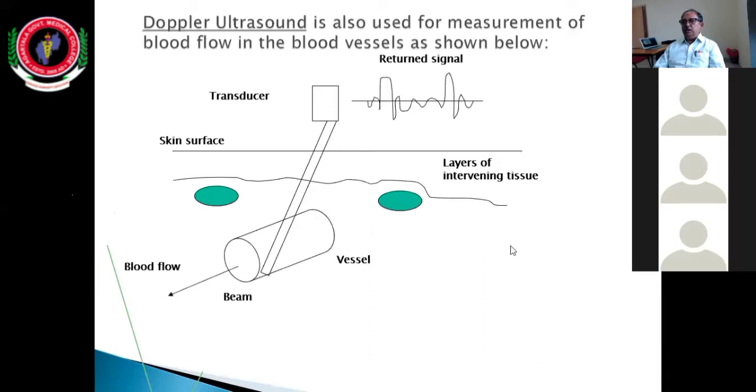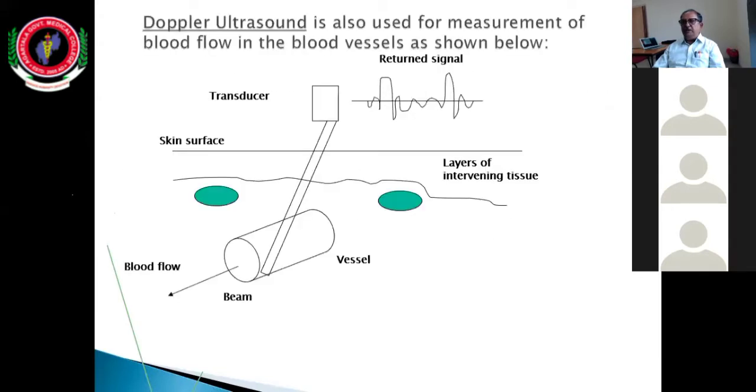So this is ultrasonography. And what is Doppler ultrasound? In Doppler ultrasound, this is the transducer, this is the blood vessel, and the sound is passed into the blood vessel to measure the flow of the blood.